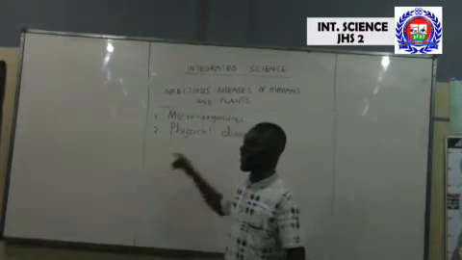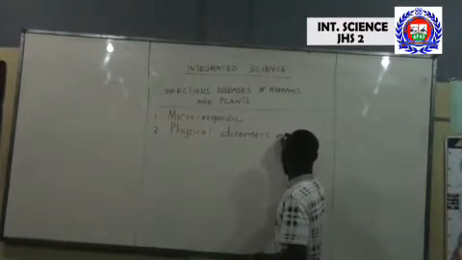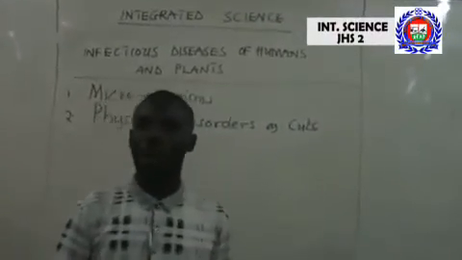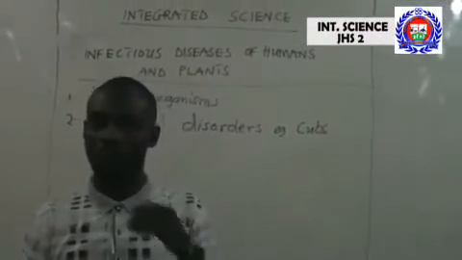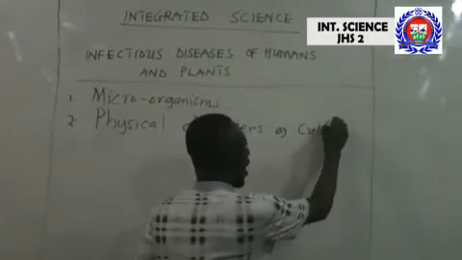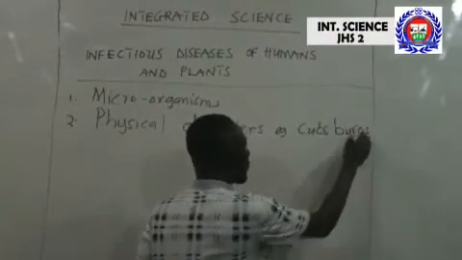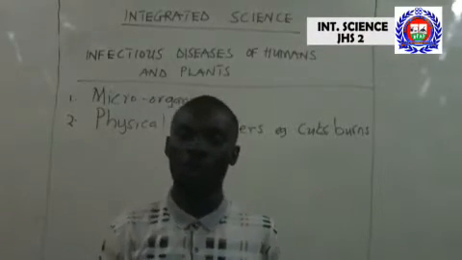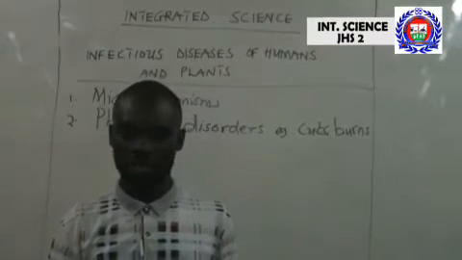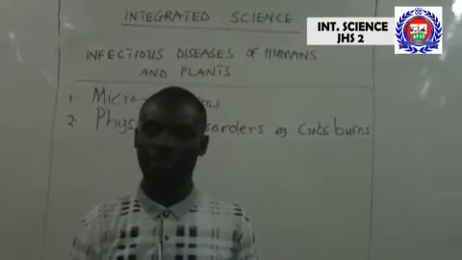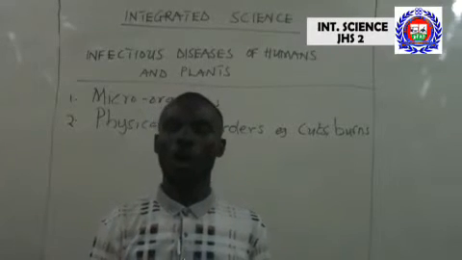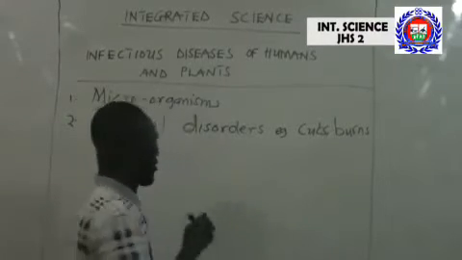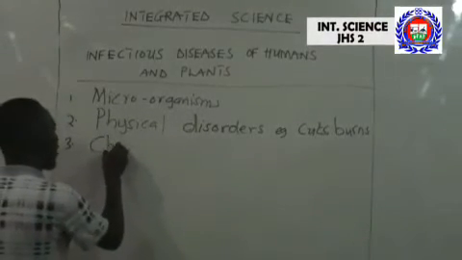And so examples of physical disorders, we have cuts, as in holding a knife or hurting yourself with a knife or a blade. Then we also have burns. When there is a hot saucepan or when you come in contact with a hot object, it burns your hand. That is one cause of disease.